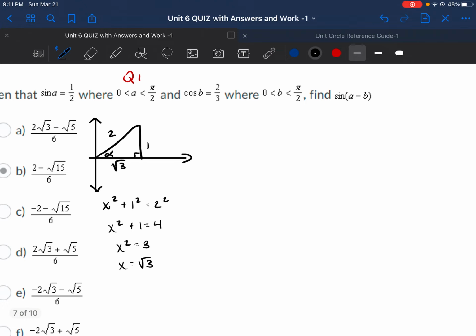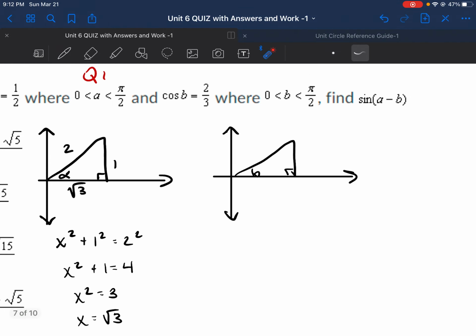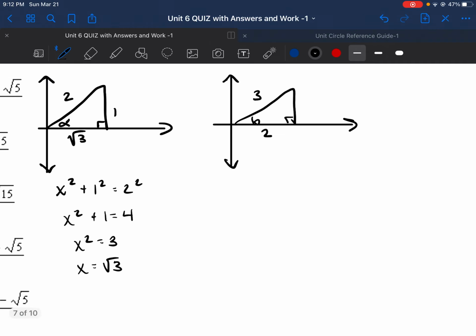Okay, let's go ahead and do the other triangle while we're at it. Cosine of b, I just realized this says a, not alpha. We'll just pretend that's an a. Cosine of b is 2/3, where b is between 0 and pi over 2. So b is also in quadrant 1, which is pretty nice for us. Let's go ahead and do another quadrant 1 triangle. All right, here's b. So this time it says cosine of b is 2/3. Cosine's adjacent over hypotenuse. So adjacent is 2. That's this side. Hypotenuse is 3.